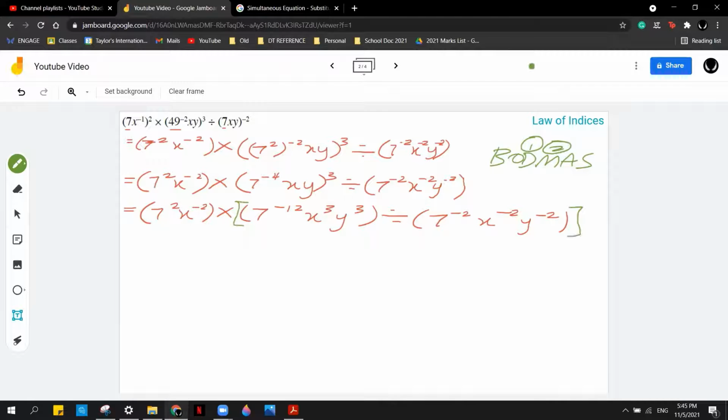Okay, green heart bracket here. Let's solve this. So the outside one, nothing is changed. I'm going to use red. Outside one, nothing is changed. 7 square x negative 2, times in.